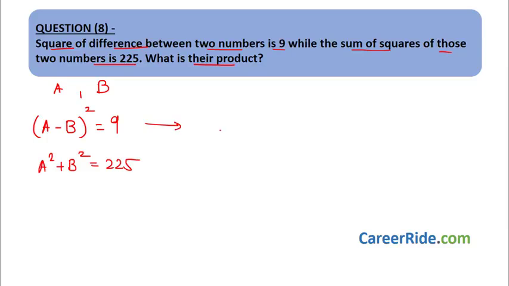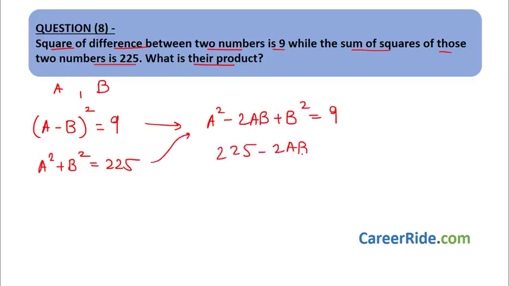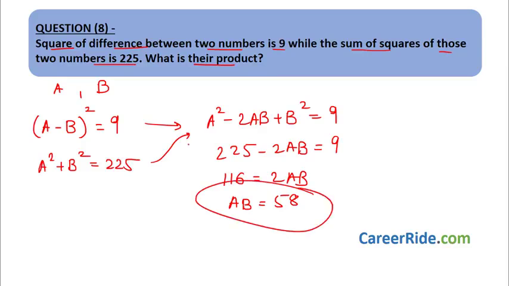Now take a look at this. This is A minus B the whole square, which can be written as A square minus 2AB plus B square equal to 9. So A square plus B square, we know it is 225. So what we have, 225 minus 2AB equal to 9. So 225 minus 9 is 116 equal to 2AB. AB equal to 2 5s are 10, 58. They have asked what is their product. A into B is 58.